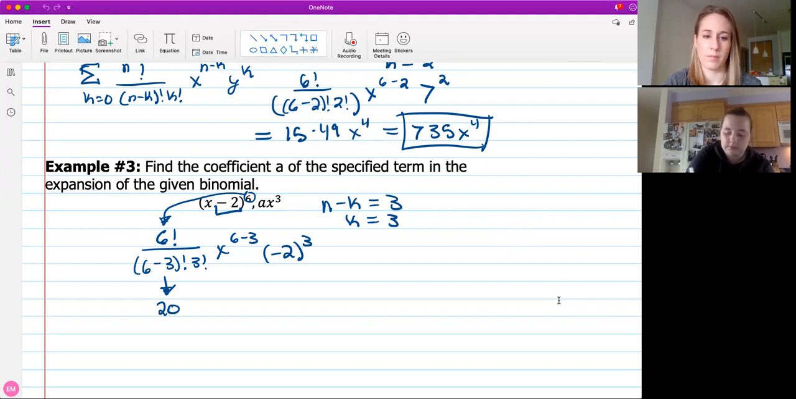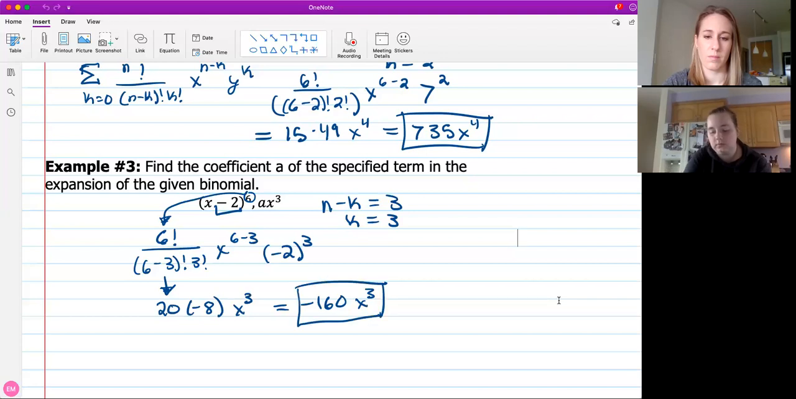Negative 2 cubed is negative 8. And then we have x to the 3rd. And then we are only asked to find our coefficient, but since we have x cubed there, we can just write it. So our coefficient for this one would be negative 60 x cubed, or sorry, negative 160 x cubed.